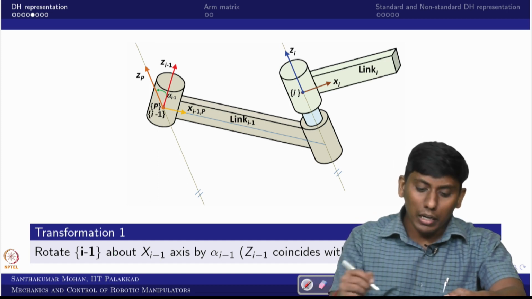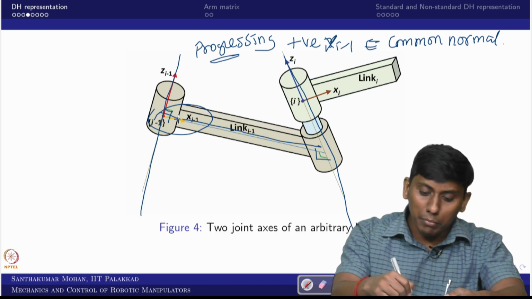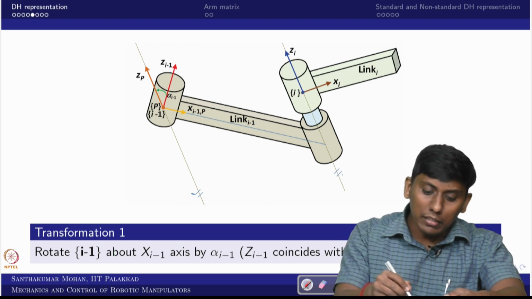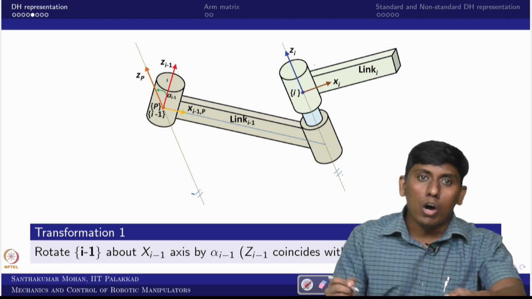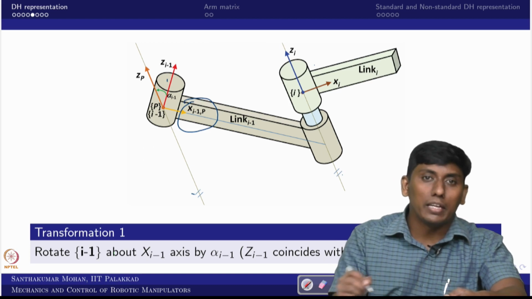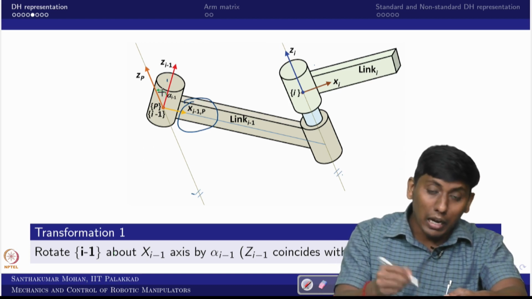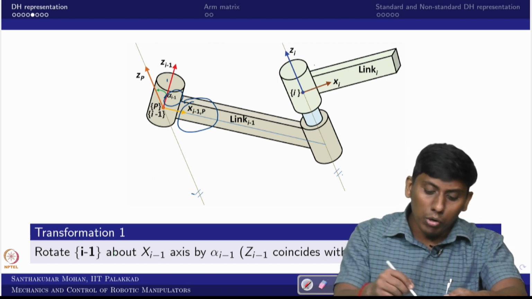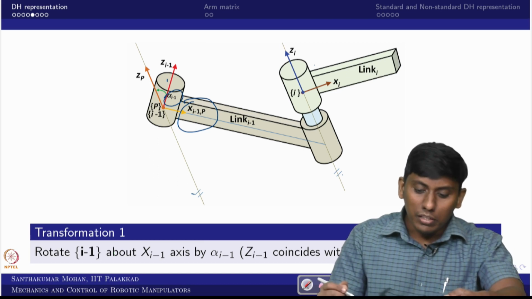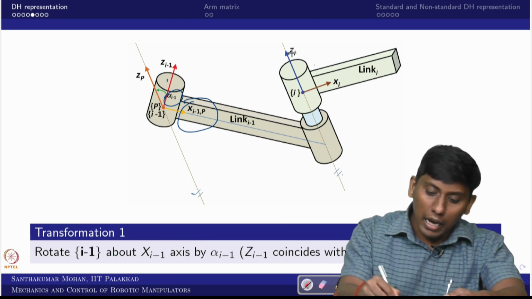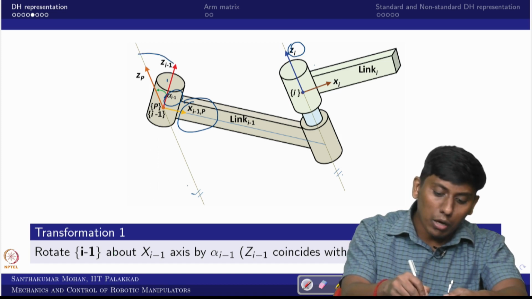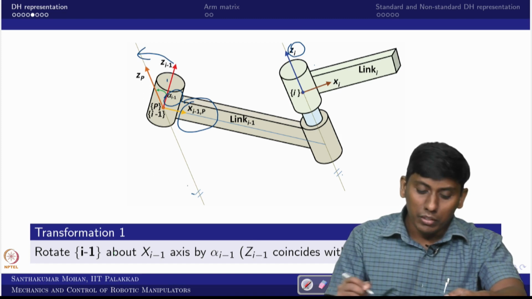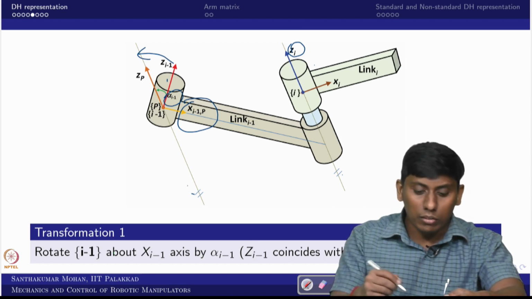Now from here we take it and make it parallel. In order to make Zi minus 1 and Zi parallel, how much angle do you have to rotate with respect to Xi minus 1? That is what we already saw as alpha i minus 1. So this is what we did. Now you can see that you have Zi parallel and Zi minus 1. By rotating by the alpha angle with respect to Xi minus 1, it becomes, you can say, another axis called Zp.